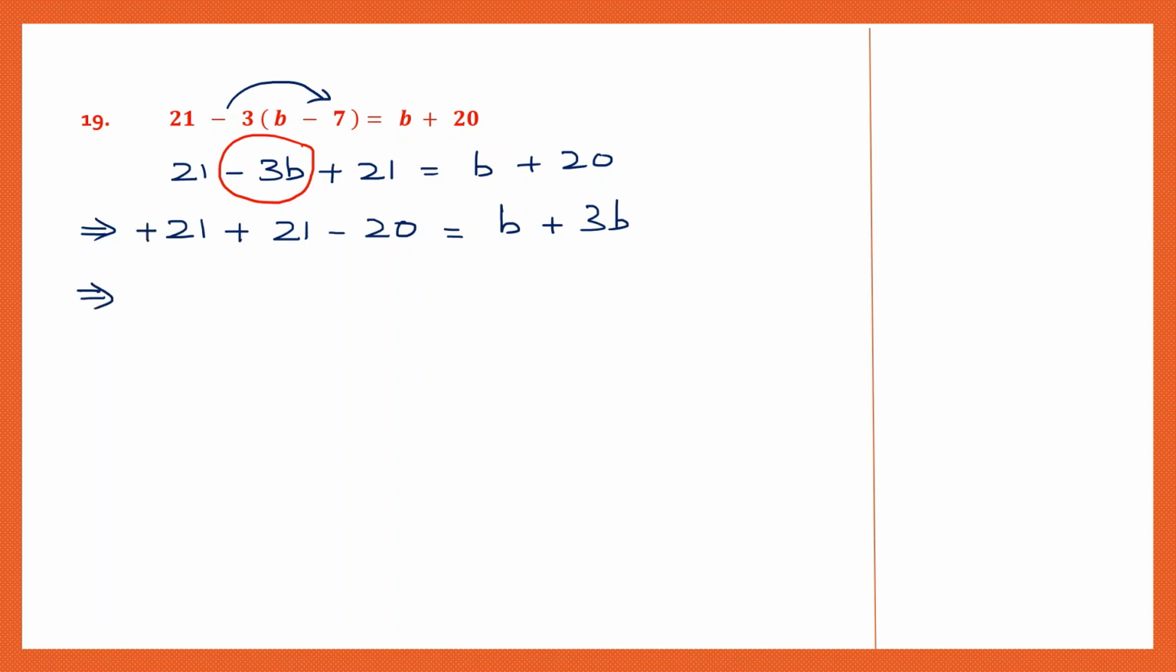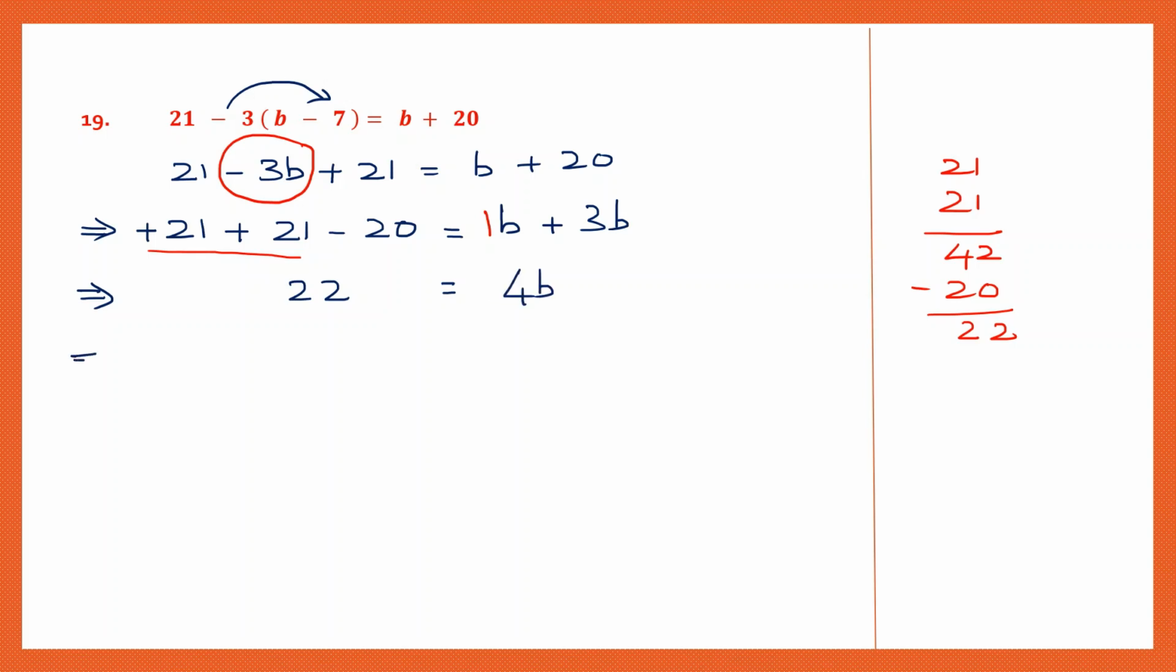So here let's work this out. This is plus 21. So plus 21 minus 20. So let's add up these two. 21 plus 21 is 42. And if we have to minus 20 from it, what do we get? 4 plus 4 minus 2 is 2. So here the sign is plus. So it is 22. So 22 equals, now on the other side we have 1b plus 3b. 1 plus 3 is 4, 4b.